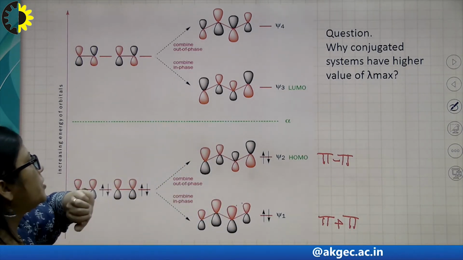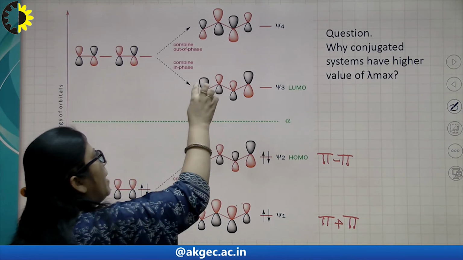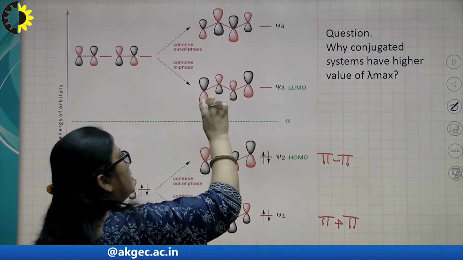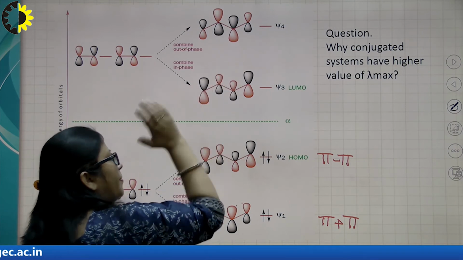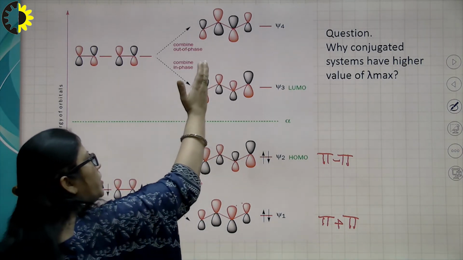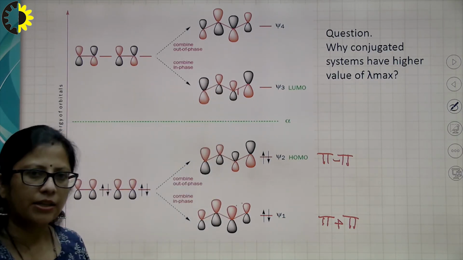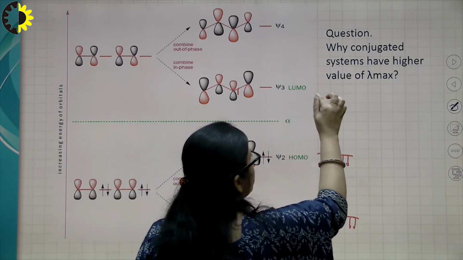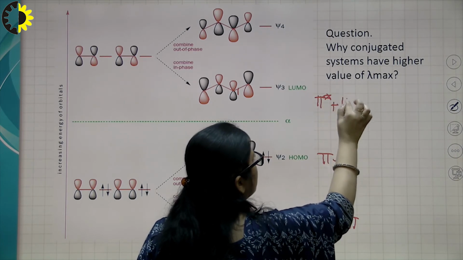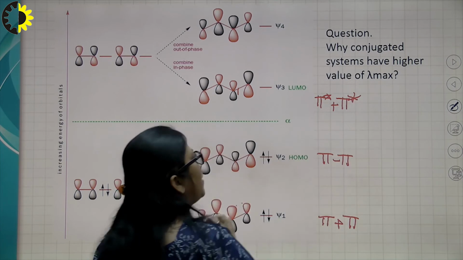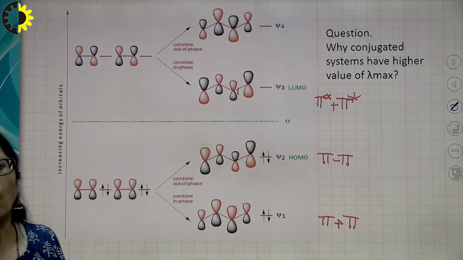Now, the third, which is psi 3: again you can see minus plus, plus minus, plus minus, minus plus. As a result there are two nodes present in the system. The first node is here, this is the second node. Two nodes are present and it results in the formation of psi 3, formed by the combination of pi star plus pi star, and it is also the lowest unoccupied molecular orbital.